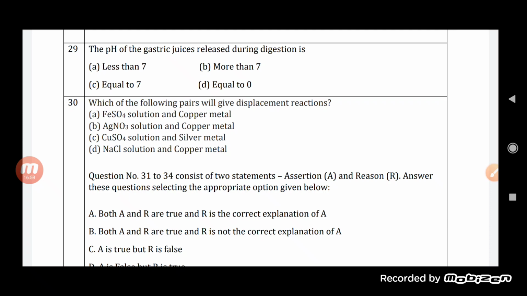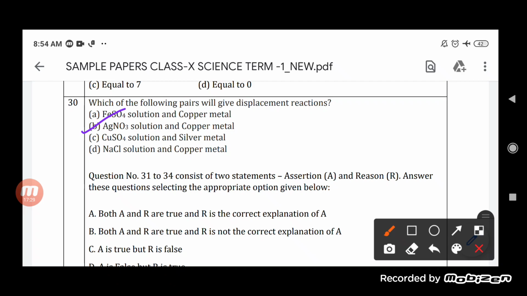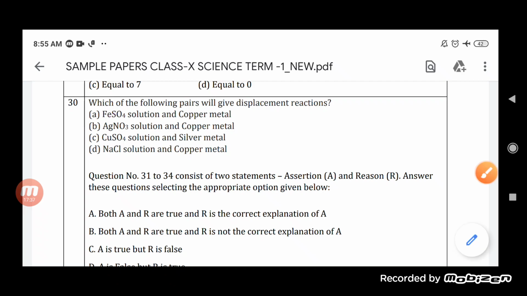And sodium chloride solution and copper: sodium is very reactive, you know that sodium is the most reactive, and copper is the least reactive. So the copper will not be able to displace the sodium from the sodium chloride, so no reaction will take place here also. If we look at all these pairs, it is the second one which is the correct option, a correct pair where the proper displacement reaction can take place. Yes, the copper metal will displace the silver from the silver nitrate solution. Others cannot show the displacement reaction.